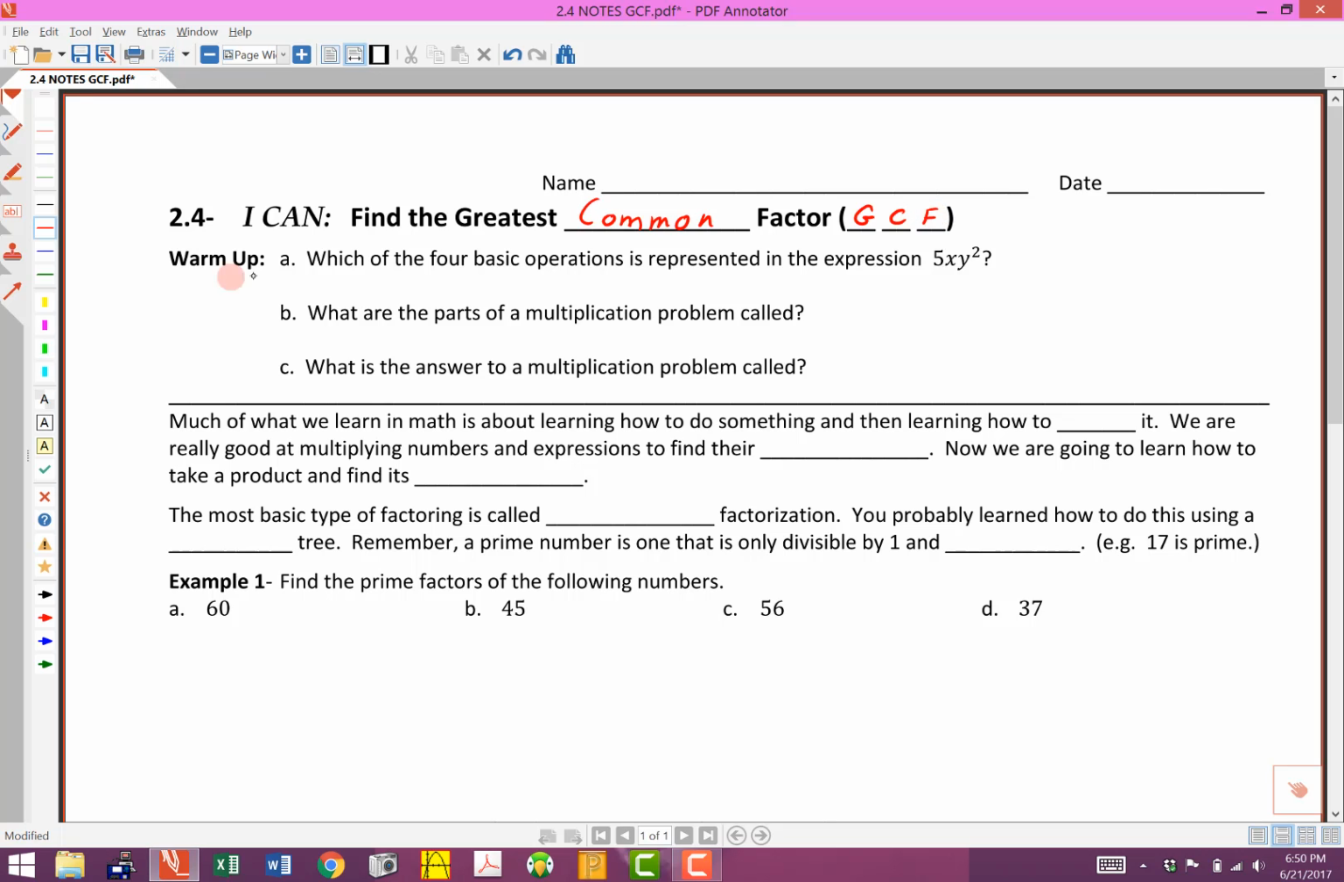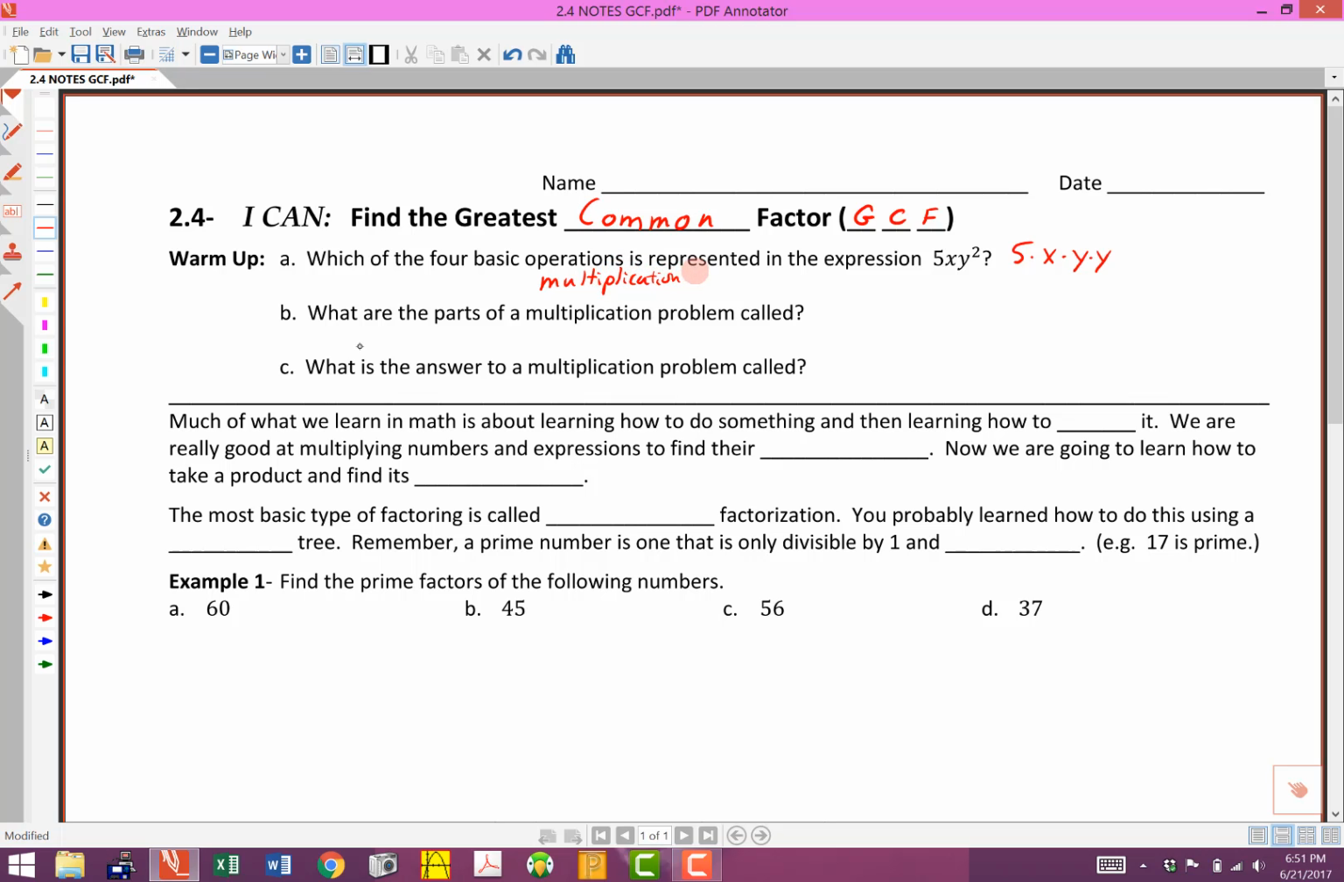So as the warm-up, I've got three different questions here. First one is, which of the four basic operations, so remember the four basic operations are add, subtract, multiply, and divide, which of the four basic operations is represented in the expression 5xy squared? So if you remember, we used a lot of implied multiplication. Multiplication is the only operation that we can write without using a symbol. So this literally means 5 times x times y squared, and remember y squared means we use the y twice. There are two y's in that multiplication problem, so it's multiplication. So of those four basic operations, the one that we're indicating here is multiplication.